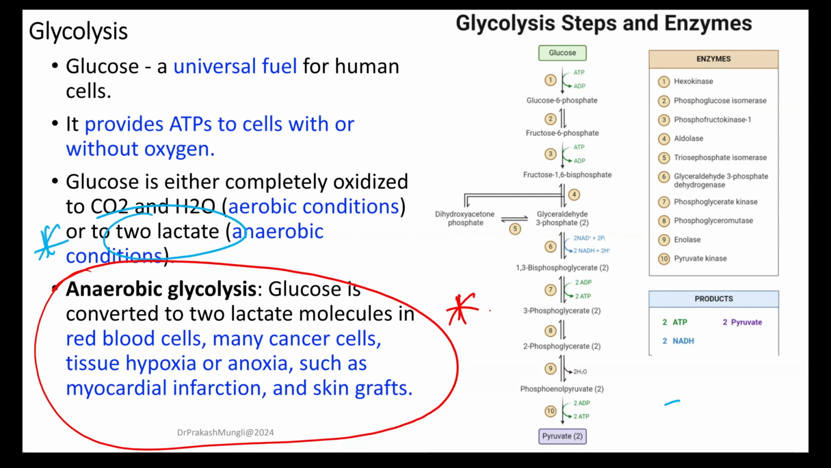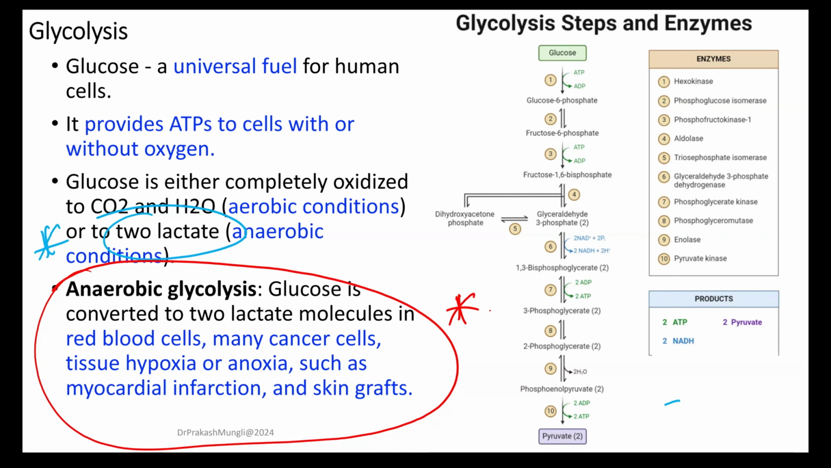Tissue hypoxia or anoxia, you know the meaning? Anoxia, no oxygen, hypoxia, less oxygen. So obviously they prefer to go into anaerobic, such as myocardial infarction. You all know about it, at least coming from anatomy, right? So coronary is blocked. So that area is not getting oxygen. So only that area which is not getting oxygen goes into anaerobic. Okay. Other areas fine.